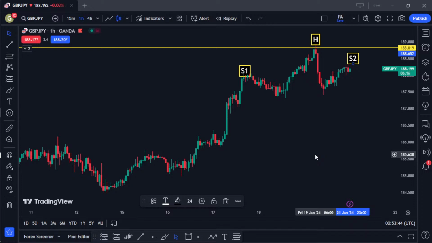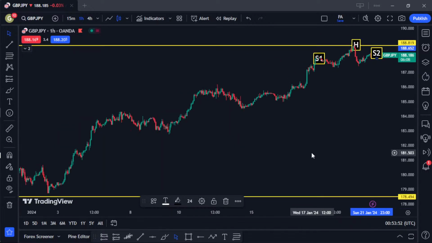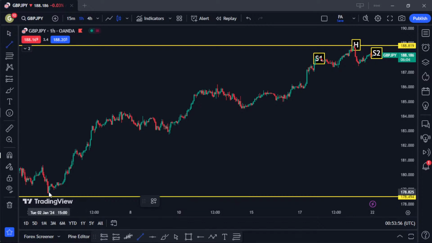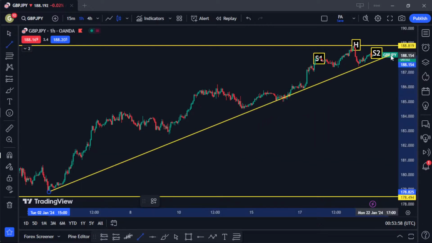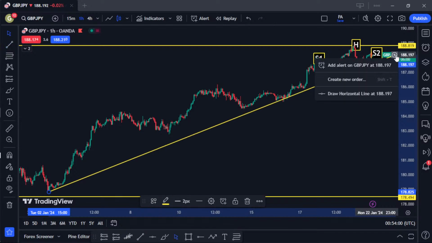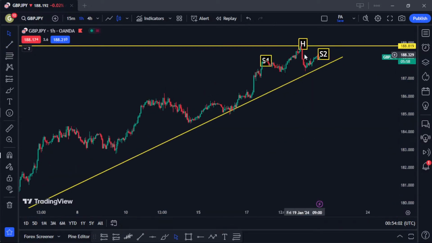However, this is not the final thing we are going to look at to make our final decision on where we are going to enter this market. The first thing is, if you take a look, the market had a clear uptrend. You can see it has this long uptrend here, and then it got to this resistance area here and rejected it immediately.